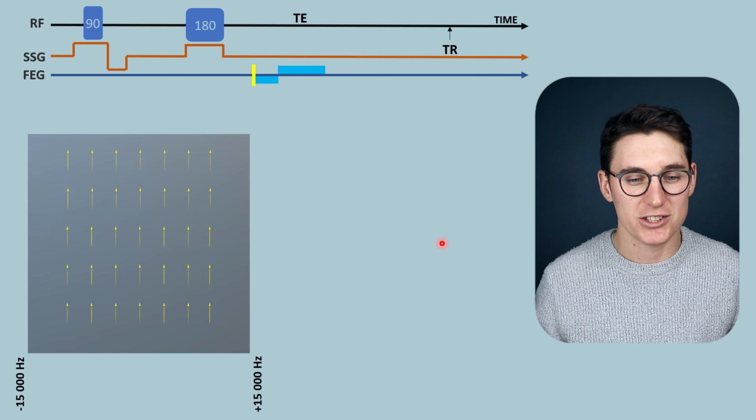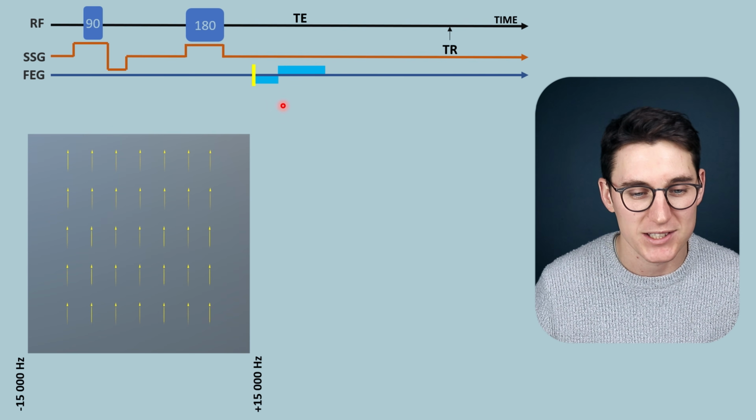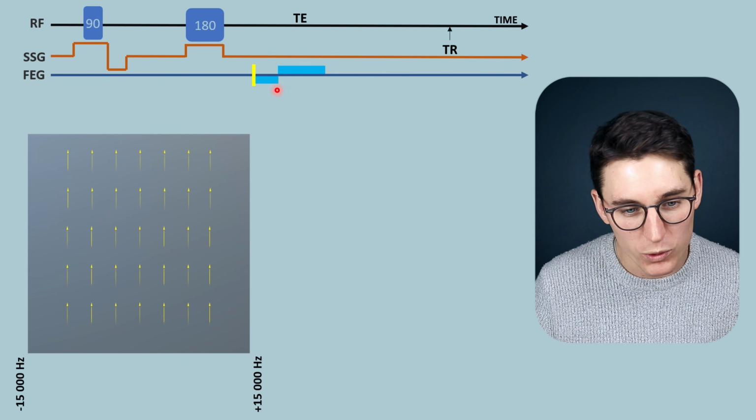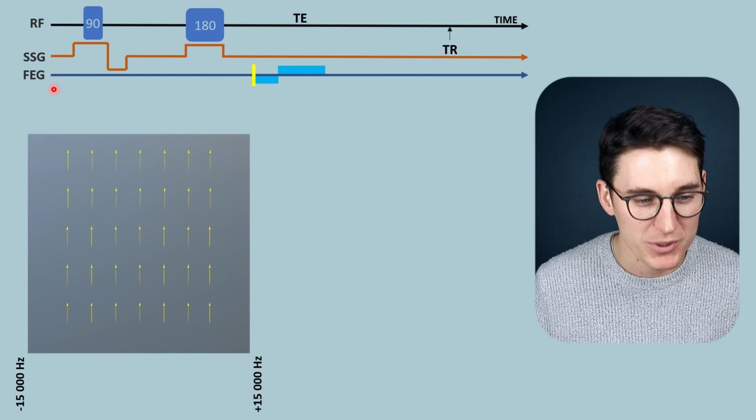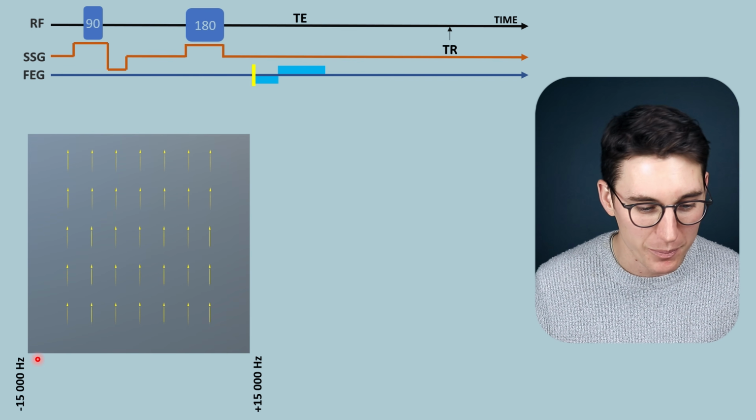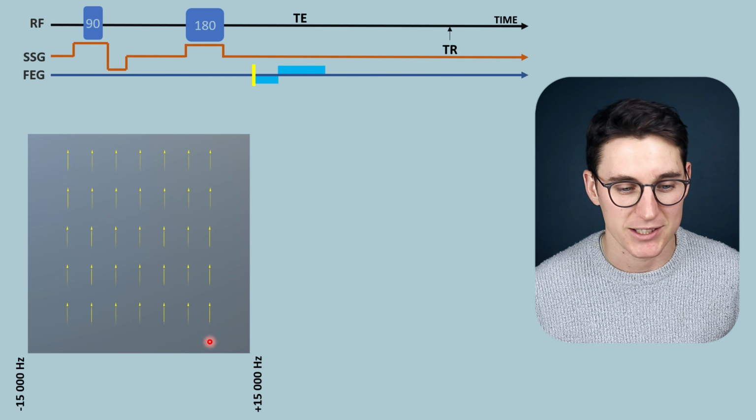So let's have a look at an example here. We've seen these sequences now. You'll be accustomed with what we're doing, what these lines represent. Now this blue line represents our frequency encoding gradient that we apply along the x-axis of our slice.